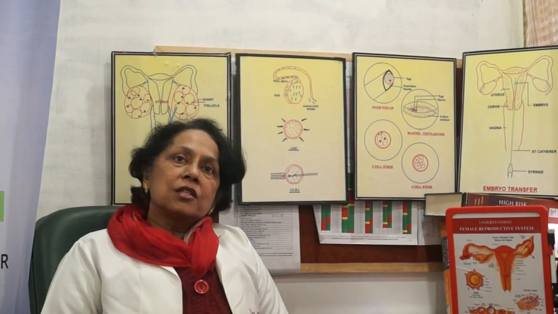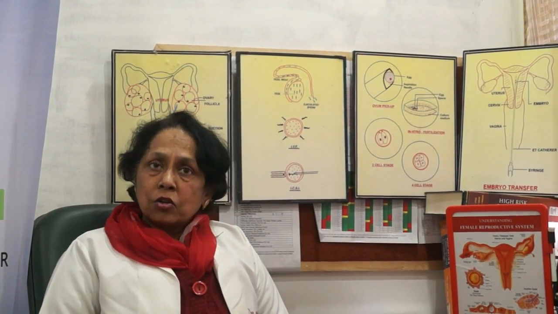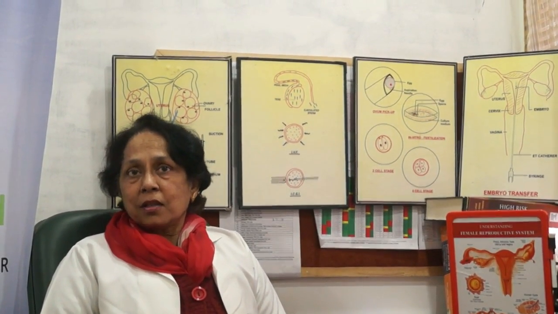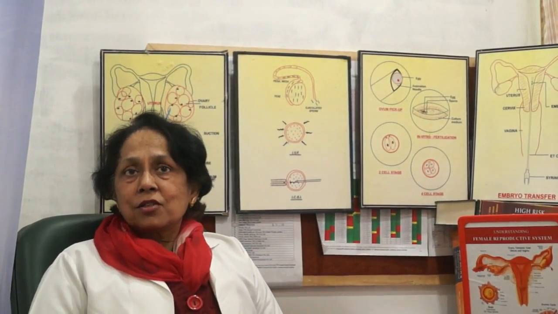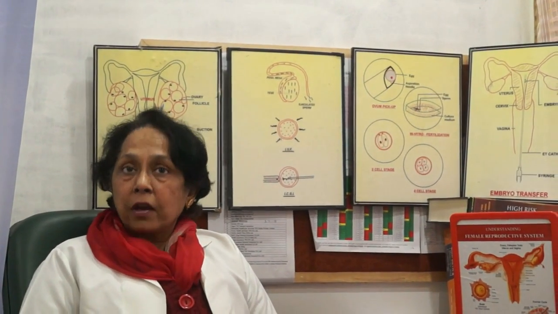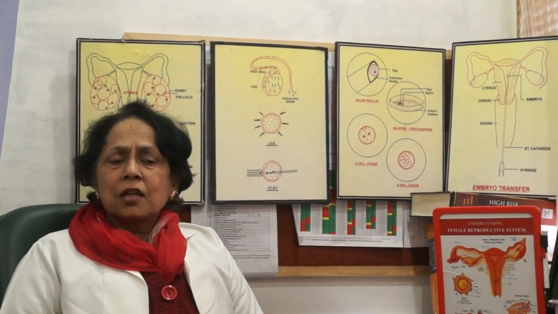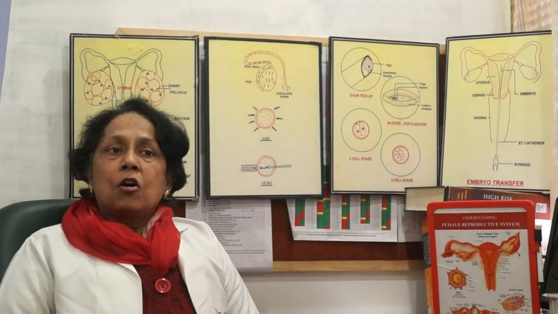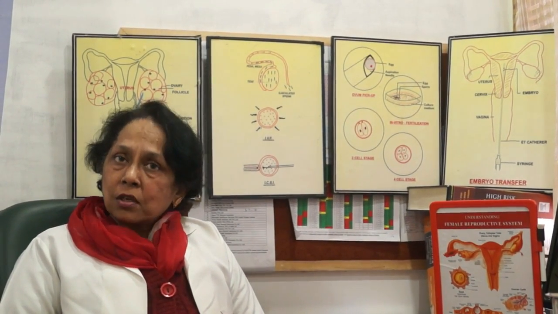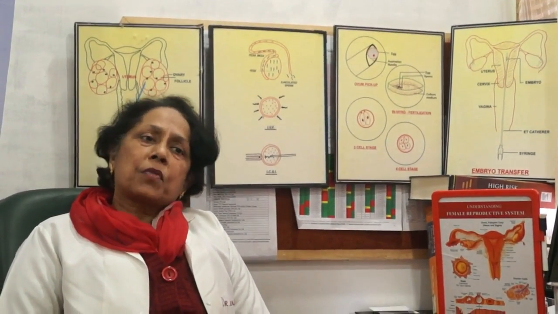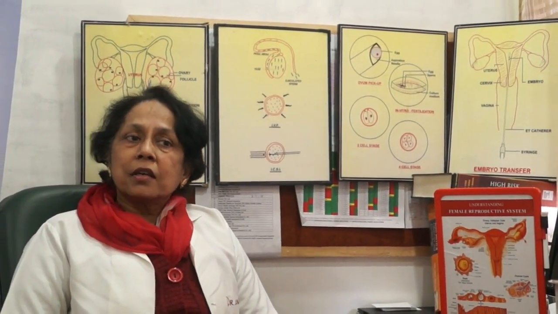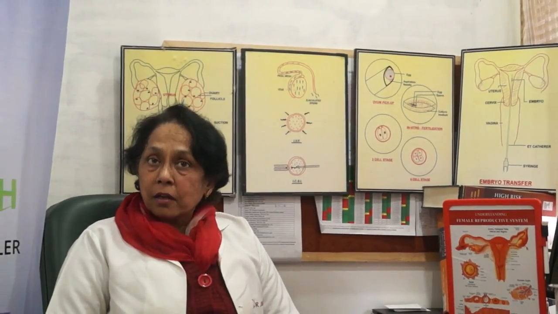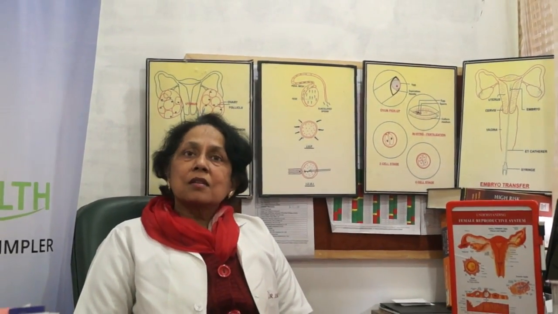The common indication for this procedure is blocked tubes, which is an absolute indication where nothing can be done without IVF. But there are also all other indications where other treatments have failed, like 6 cycles of IUI have failed, or multiple cycles of ovulation induction have failed, or without any reason it's just not happening. Endometriosis is an indication where IVF should be done early. In all those cases, IVF gives excellent results.